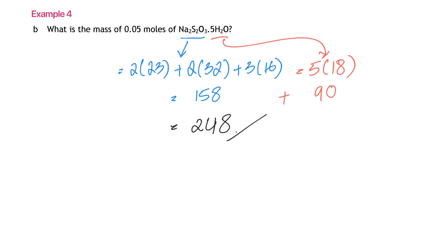To find out the mass is just as simple as multiplying right now. Mass equals number of moles times the MR, where the number of moles is 0.05 times 248, and that comes out to, I should have calculated this before, 248 times 0.05, 12.4 grams.